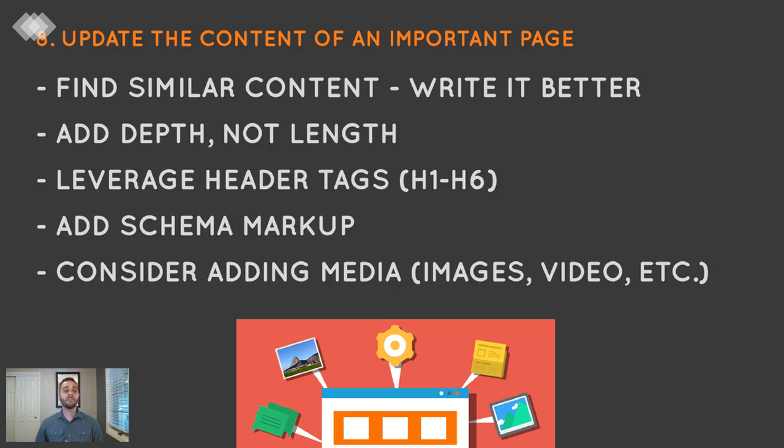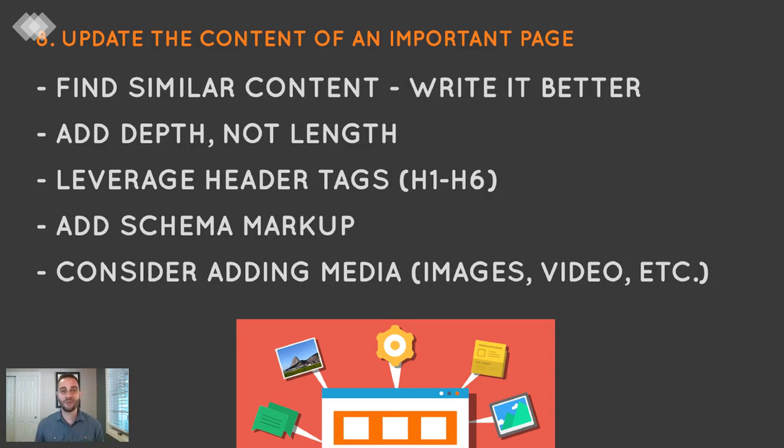Number 8, update the content of an important page. So if you remember, content is really the 60 to 75% of importance when it comes to SEO. Here's a really quick approach to updating the content to be better for users and to be better for SEO. First thing, take that piece of content. What do you think it should be ranking for? And search for some of those keywords. Find what's ranking in the 1st through 5th positions and look at those pages. What does the content do differently? What are they doing that your page is not doing? Take that and do it better.